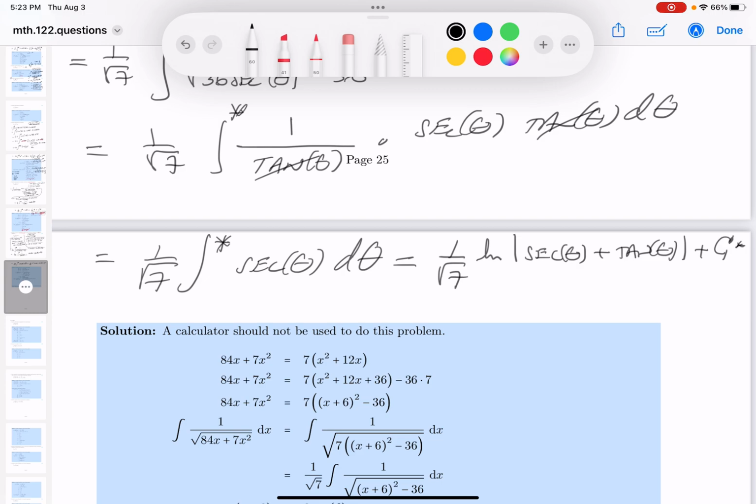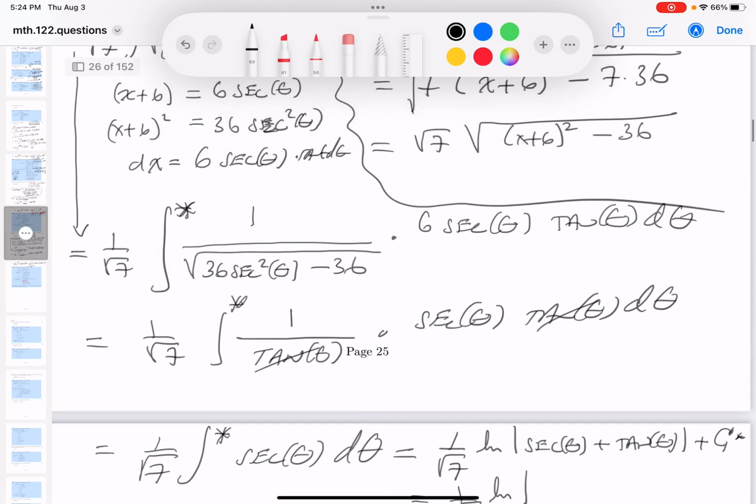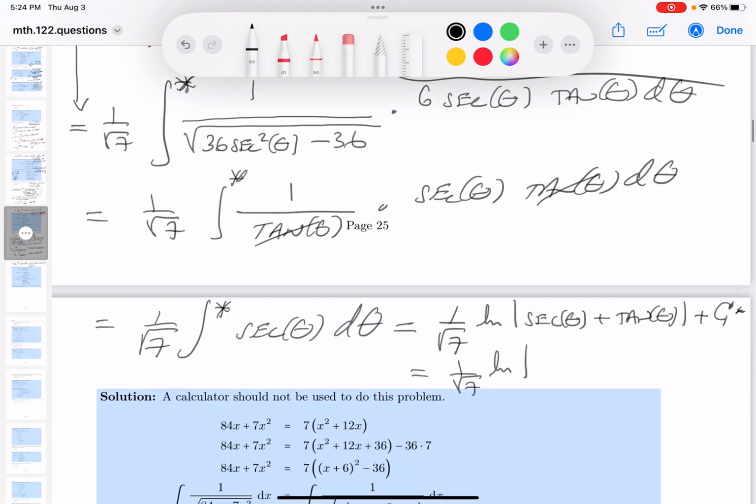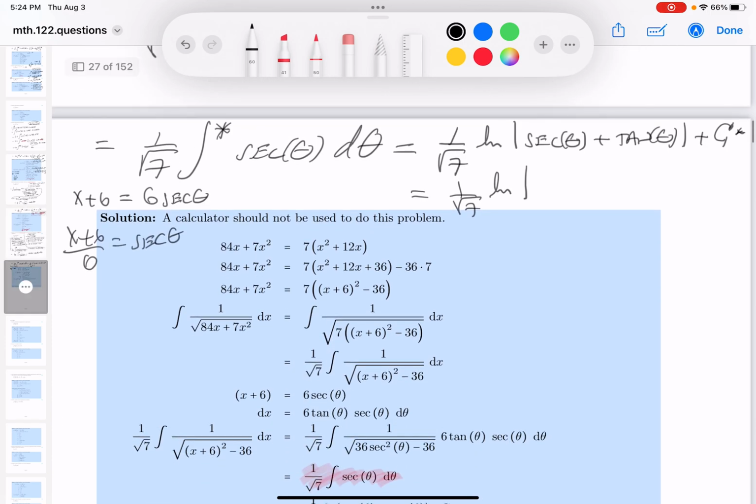All right, what do I do now? 1 over root 7, natural log. Oh, here comes the tough part. I can't remember. It's right up here. So x plus 6 equals 6 secant theta. So (x plus 6) over 6 equals secant theta. What does that mean? It means the cosine of theta is going to be equal to 6 over (x plus 6). Let's do our little right triangle here. Kind of sloppy, but let's do it. You get 6 and x plus 6.